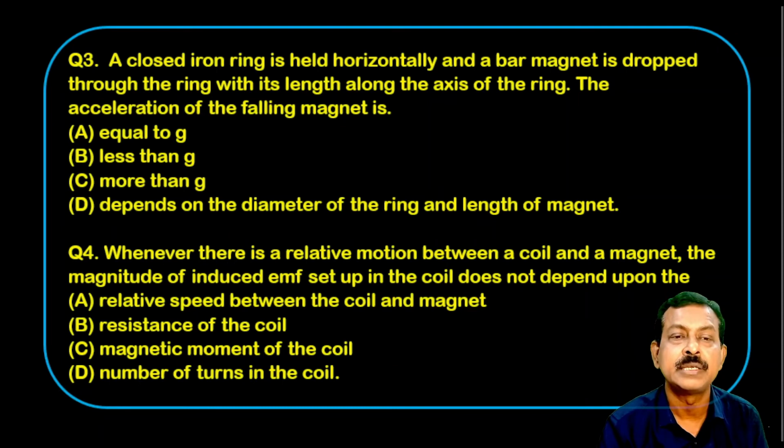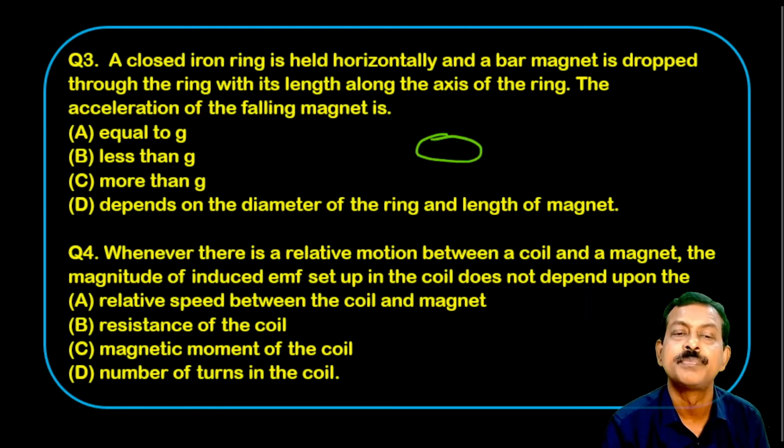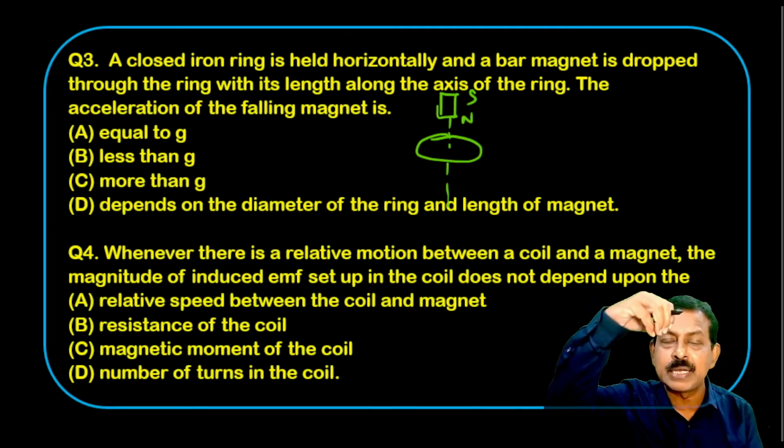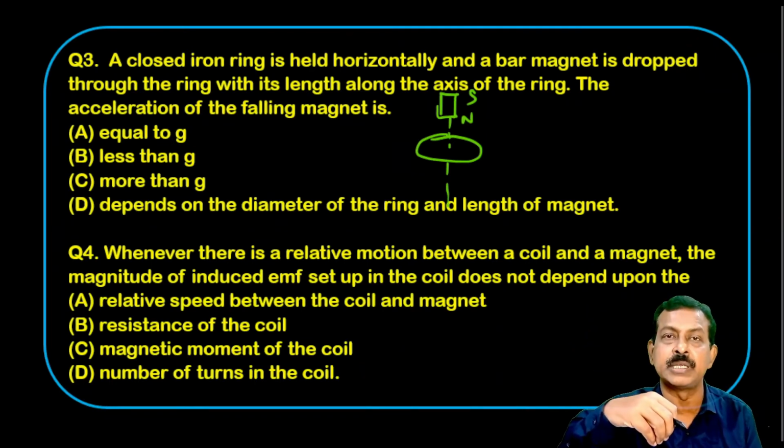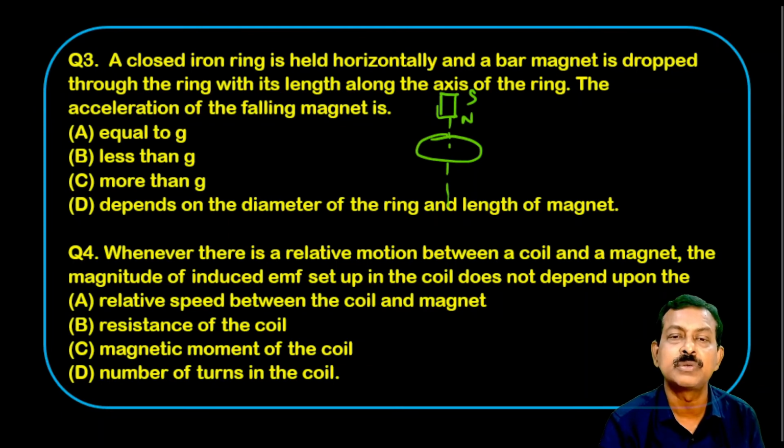A closed iron ring is held stationary and a bar magnet is dropped through the ring with its length along the axis of the ring. The acceleration of the magnet is... Suppose you have a coil here and we take a magnet, with north pole and south pole, and it is being dropped along its axis. As the magnet is falling along the axis of the ring, the magnetic flux linked with this ring will change. In fact, it will increase.